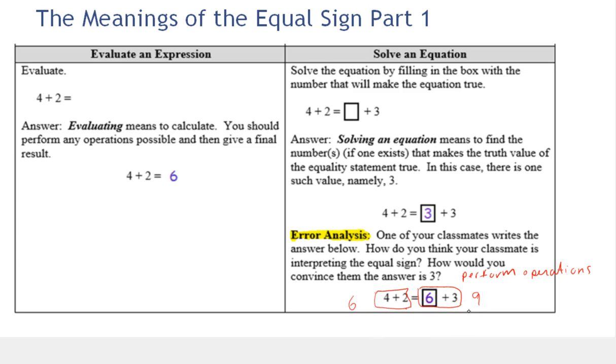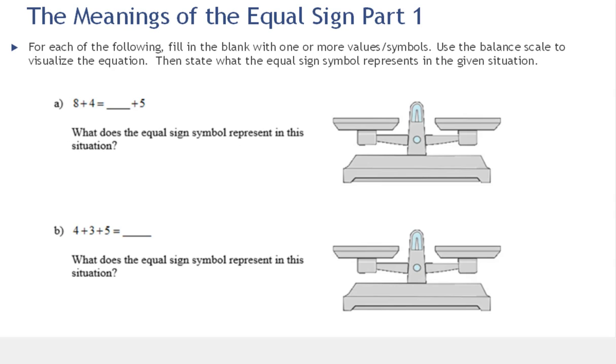Okay, so now let's do some examples with scales. For each of the following, fill in the blank with one or more values or symbols. Use the balance scale to visualize the equation. Then state what the equal sign represents in this given situation. So we're going to write two things. Either we are doing something like simplifying. I know we looked at four in general, but simplifying, performing the operations, evaluating, they're all pretty much the same when we're dealing with numbers. Or solving.